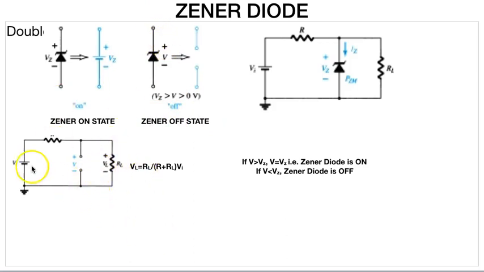Now, how do we actually calculate whether the Zener diode is working or not? If the Zener diode is connected in parallel, then whatever voltage drop is across the load will be across the Zener diode. If it is less than the Zener diode voltage, then it is open circuit. If it is greater than the Zener diode voltage, then it is short circuit, giving the maximum voltage across this terminal of plus Vz.